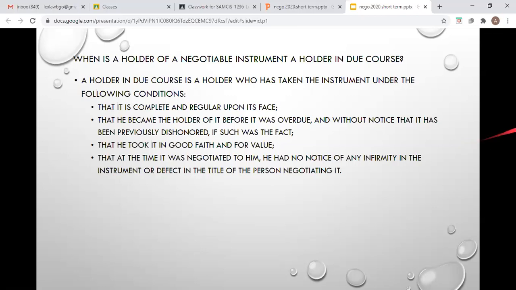Kasi nga, yung sinasabi natin dito na notice should be understood as personal knowledge, as actual knowledge of that infirmity, of that defect in the title of the person negotiating it. Okay? Going on further. Who is a holder for value?